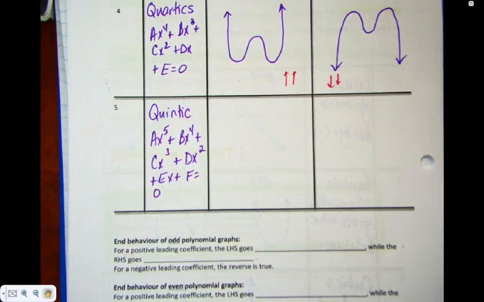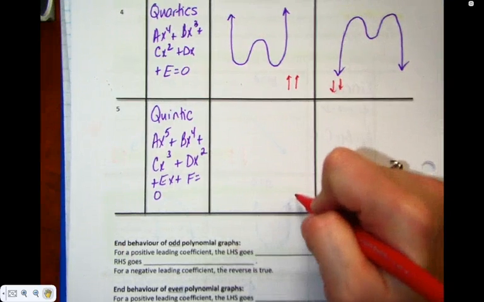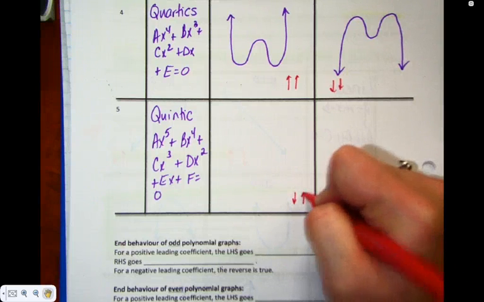Okay, let's see if you figured out the pattern. What do you think the end behavior is going to be? Up, down, I heard someone say. Down, up, I hear someone say. So it's probably going to be opposite. Is it going to follow the 1 and the 3 or the 2 and the 4? So it's going to start down and it's going to end up.